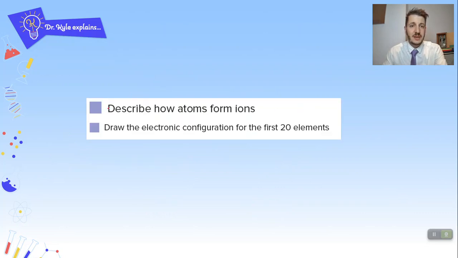Okay, so today then we've described how atoms form ions, and we've gone through the rules that you should be able to draw the electronic configuration for the first 20 elements.